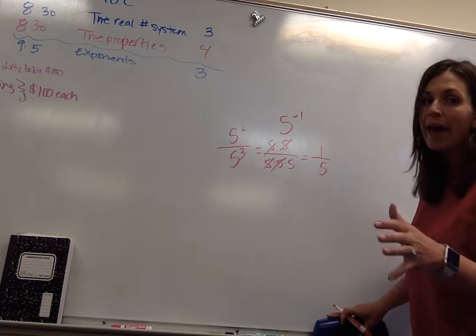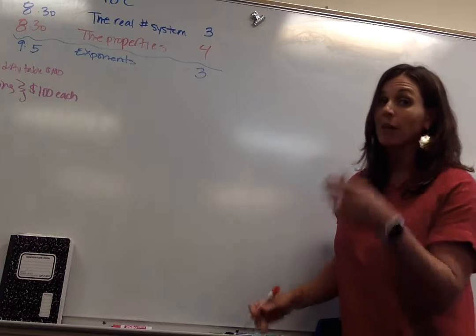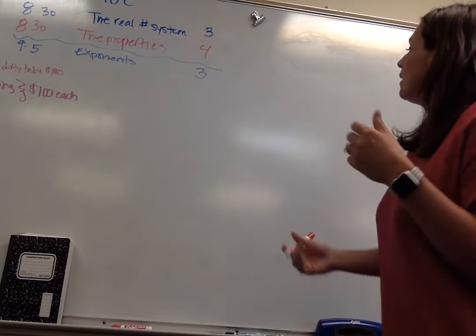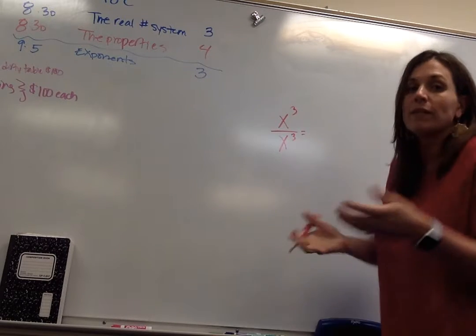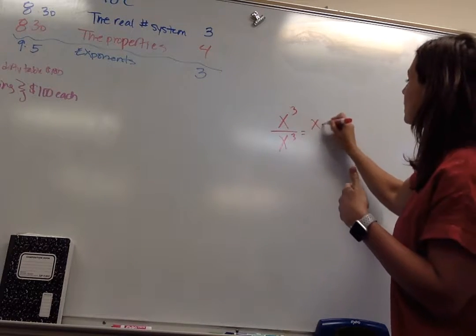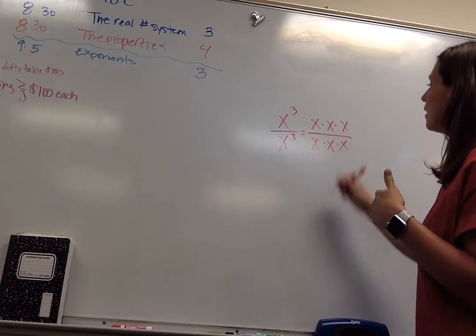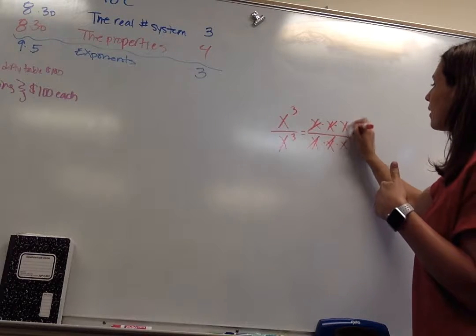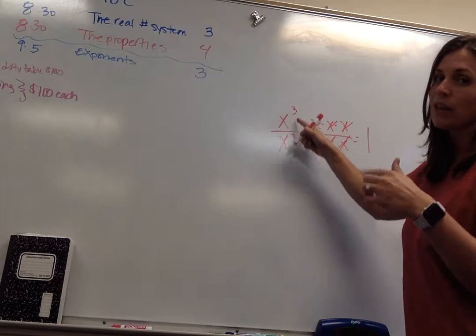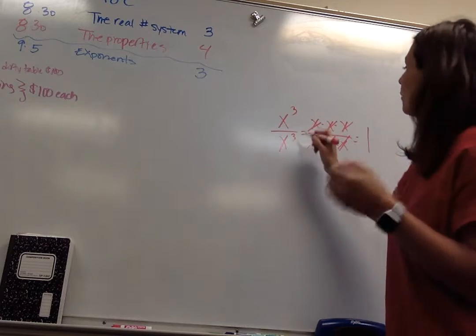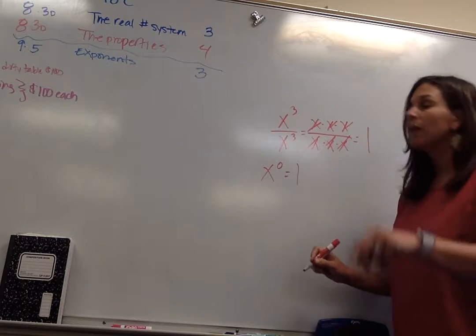When you have a negative exponent, my rule is going to change, and I'm going to get to the rules when we get to the notes. Let's say we have x to the 3rd over x to the 3rd. In expanded form, it means x times x times x over x times x times x. So x divided by x, x divided by x, x divided by x equals 1. When you subtract here, 3 minus 3, you get 0. So anything to the 0 power is 1.